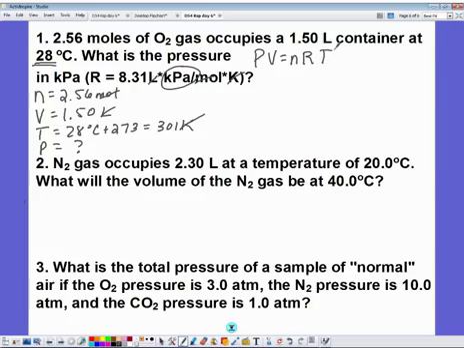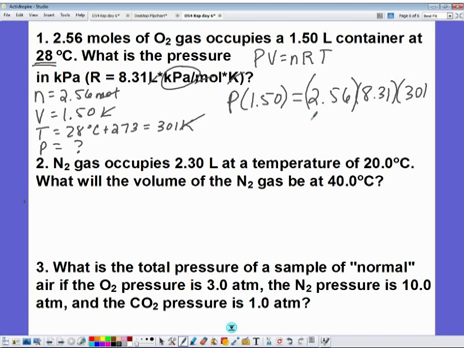Okay. PV equals nRT. What I need to do is take my numbers, just my numbers, and plug them into PV equals nRT. So P is unknown, so I write it as unknown. V is 1.50. n is 2.56. R is 0.0821. Oh, no, it's not. Sorry. I'm too much in the AP mode. It's the only one we use in AP. 8.31. And T is 301. So I just want to put parentheses around that.